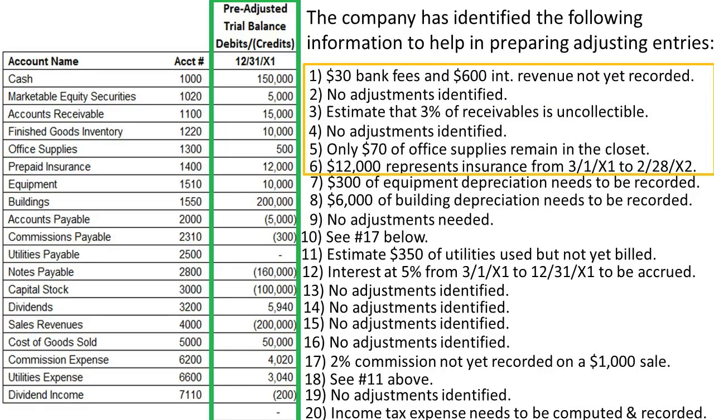This is part B of the video titled Analyze, Record, and Post Adjusting Entries and Prepare Adjusted Trial Balance. In part A, we worked through items 1 through 6 and recorded those adjusting entries. This is now part B, where we will work through items 7 through 20 and prepare the adjusted trial balance.